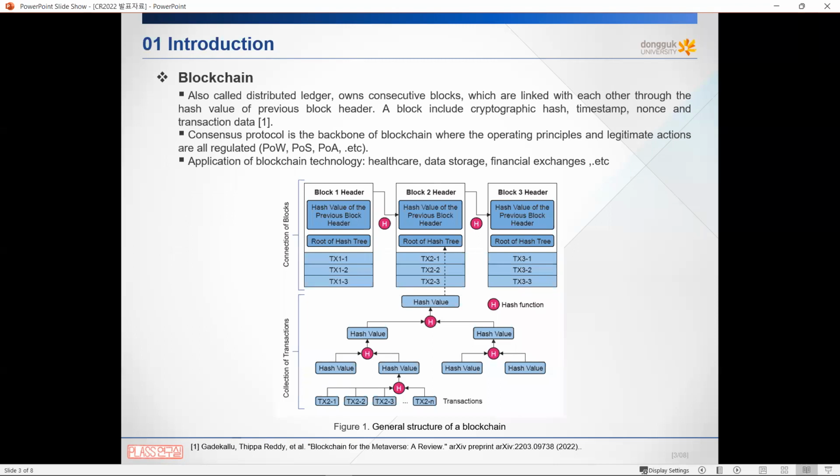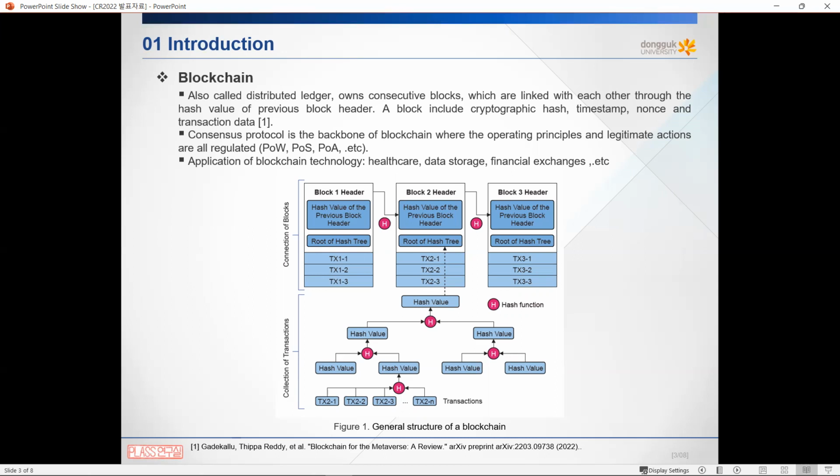In the first part, introduction, I am going to talk about blockchain technology. Blockchain technology is also kind of distributed nature, all consecutive blocks which are linked with each other through the hash value of the previous block header. A block includes cryptographic hash, timestamp, nonce, and transaction data.